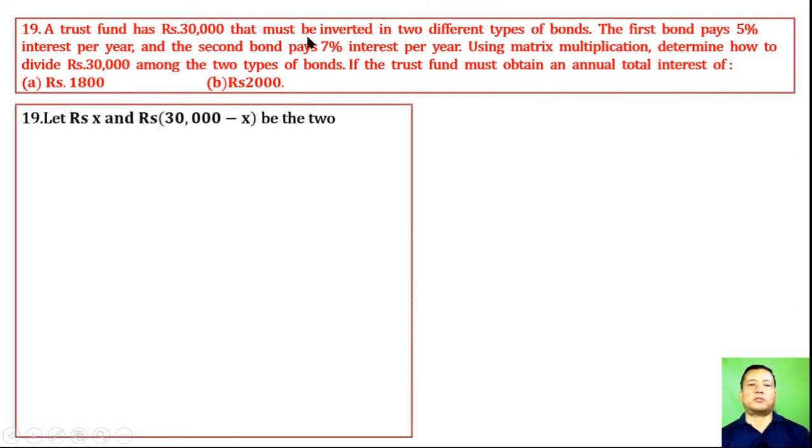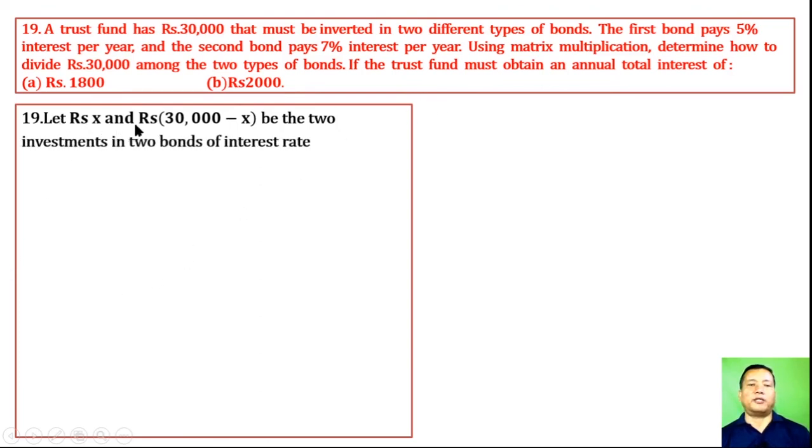The trust has 30,000 to be invested in two bonds. The first bond pays 5% interest per year and the second bond pays 7% interest per year. Using matrix multiplication, determine how to divide rupees 30,000 among the two types of bonds if the trust fund must obtain an annual total interest of rupees this amount. We take the interest as the given amounts and find the capital invested.